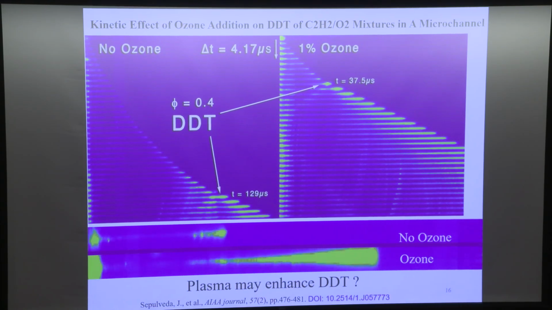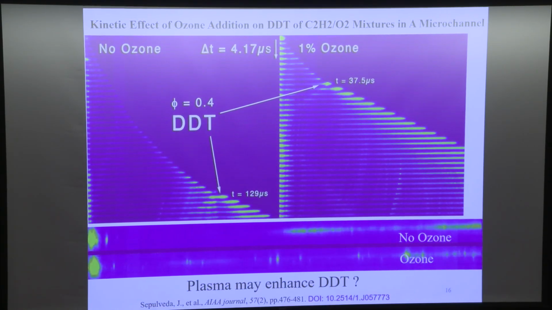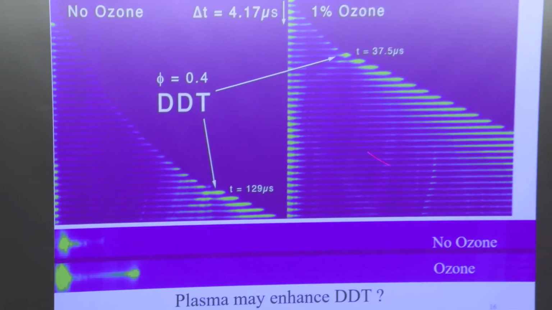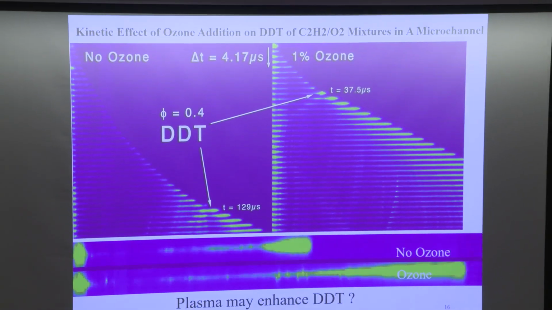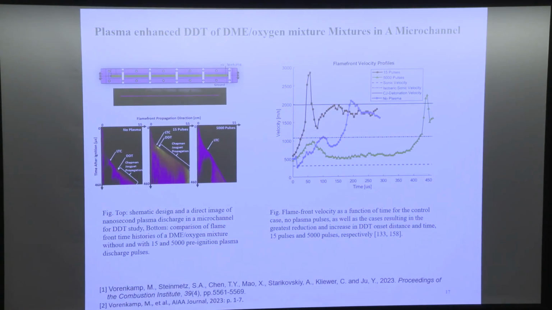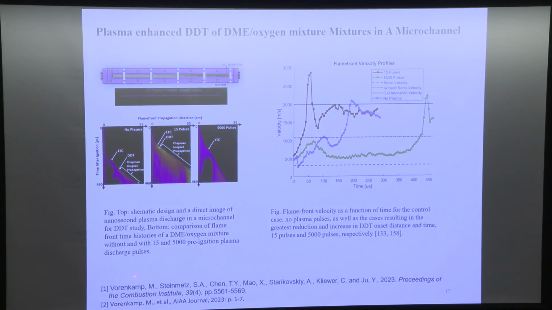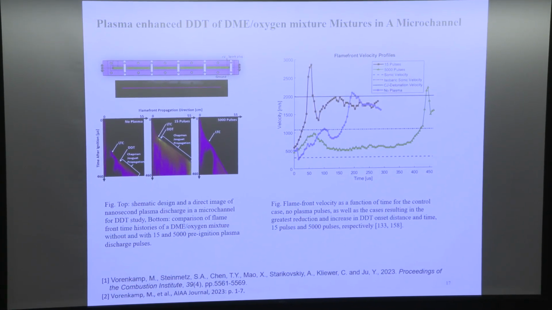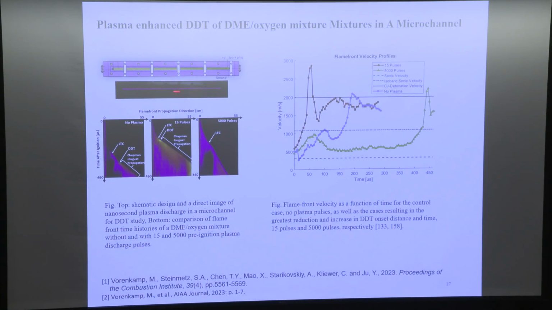With 1%, the DDT speed is the same because the overall heat release rate does not change. So this is another example showing how using plasma to create ozone to change the chemistry can modify the DDT process. I think this is probably the first experiment to demonstrate that. Later, my student Madeline, and right now Andy, is doing this plasma discharge in a channel, in situ with a DBD plasma discharge, to see how plasma can affect the DDT process.